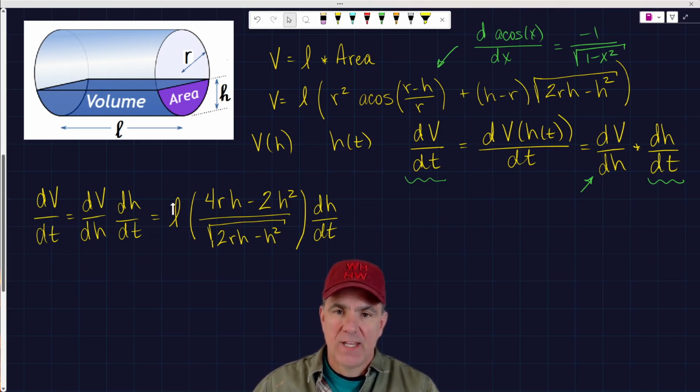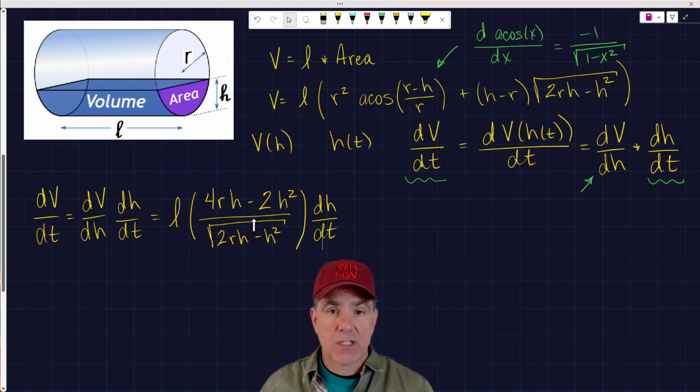And what we end up with is L is a constant, so that's just out in front. And then we end up doing the derivative of this expression here, which is going to be the derivatives with respect to h, and then multiplied times the rate of change of h with respect to t. We get this rather innocuous looking expression here. It's not too bad. It does require a fair amount of algebra for us to simplify it to this level.